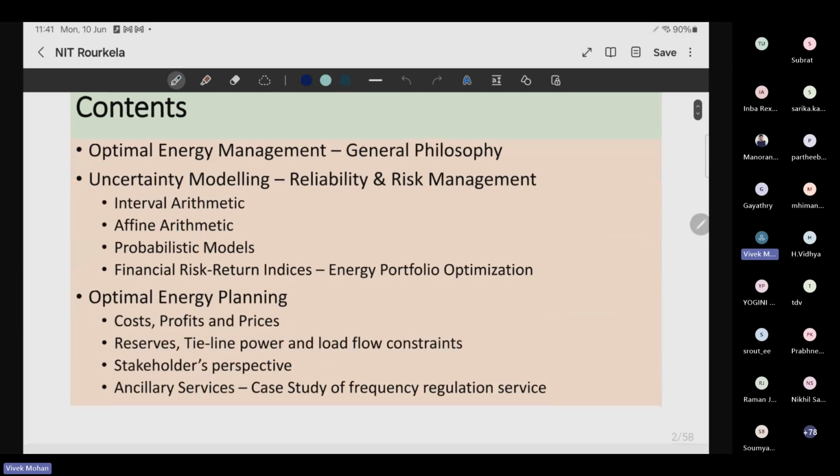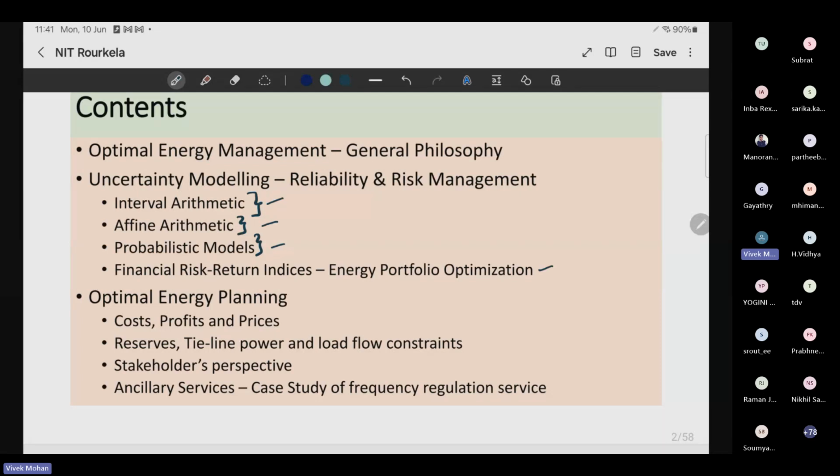Now coming to the contents, uncertainty modeling is one of the aspects. As I already told you, there is uncertainty associated with the wind energy or solar energy or electric vehicle, whatever is there. Even with respect to load also, there is uncertainty. So how to model those uncertainties is another issue. These are some methods for modeling the uncertainty. You can see here interval arithmetic, affine arithmetic, probabilistic models, financial risk return indices, etc.